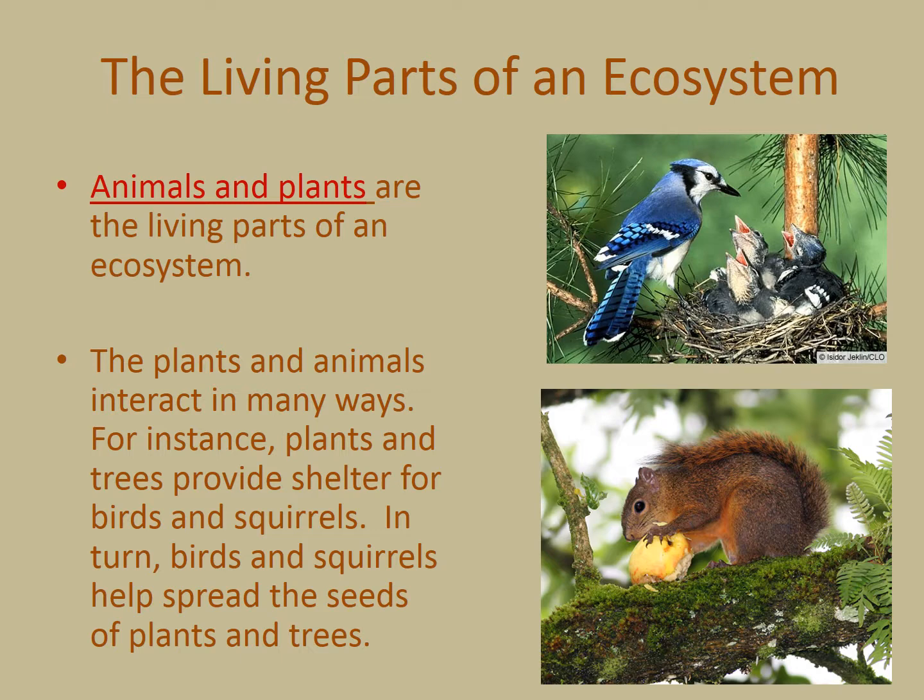Let's first look at some examples of the living parts of an ecosystem. Animals and plants are the living parts of an ecosystem. The plants and animals interact in many ways. For instance, plants and trees provide shelter for birds and squirrels. In turn, birds and squirrels help spread the seeds of plants and trees. So make sure to write in your notes, animals and plants are living parts of an ecosystem. You can also provide some examples.